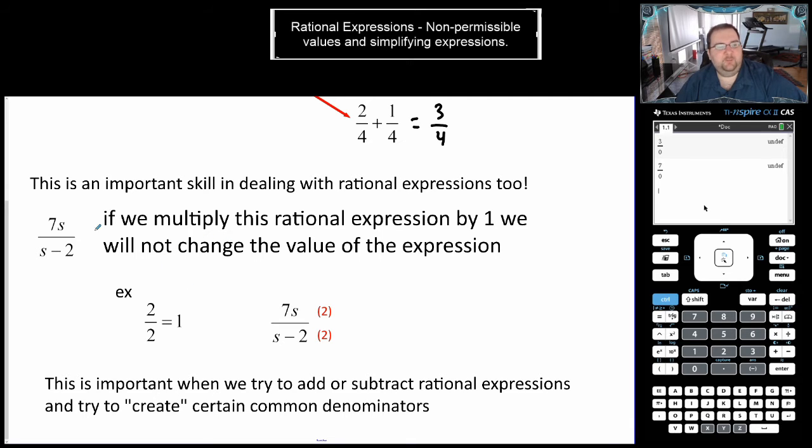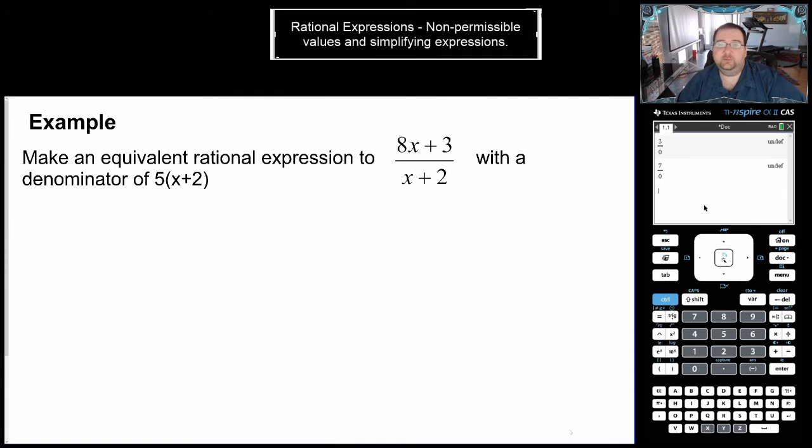But it's not always going to come in handy. Like if we have 7s over s minus 2, and we remember that 2 over 2 is the same as 1, right? And we decide that we want to multiply the top and the bottom by 2, is this going to help us? Well, we'd have 14s over 2s minus 4. Did that help us? No. So you're not just going to do this for the sake of doing it. There's going to be a strategy to determine when it's going to be useful or not, right? And that's going to be when you're trying to get rid of things for simplifying.